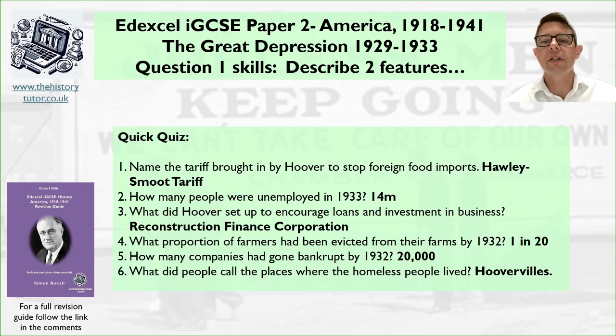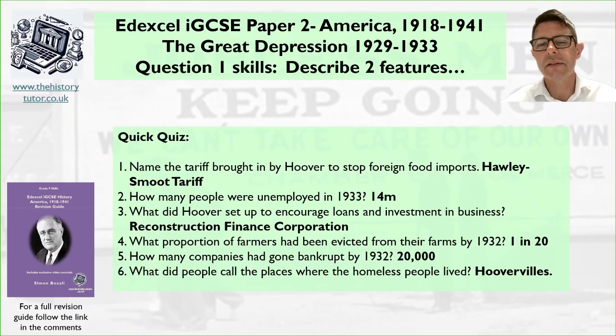What did Hoover set up to encourage loans and investment in business? So the Reconstruction Finance Corporation was going to set aside billions of dollars for federal states to give to people to set up their businesses so they could sort themselves out with their own individual actions. Now, there are 2 ideas there. It's just that Hoover is not a do-nothing. He did try some things.